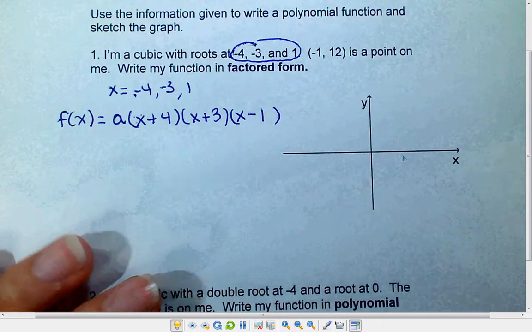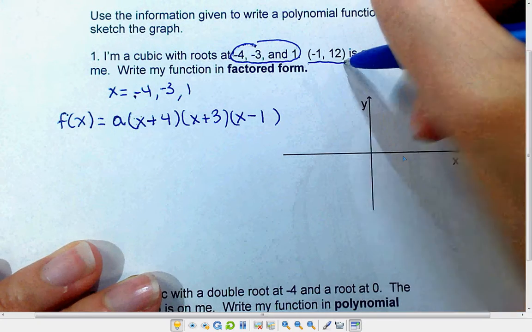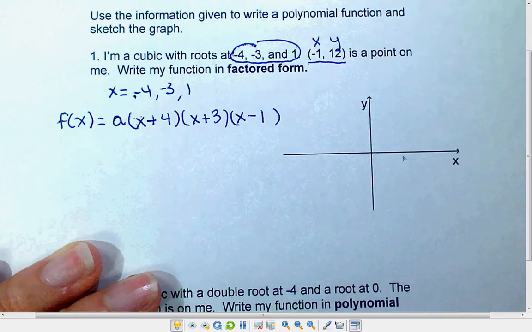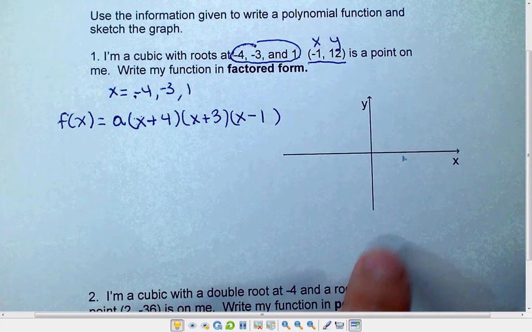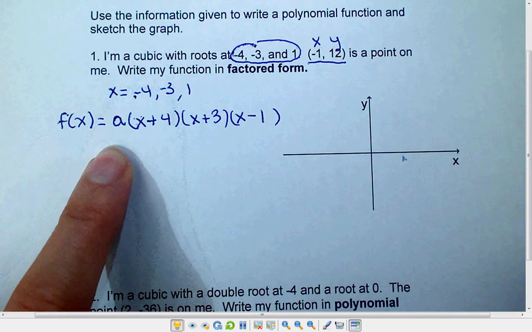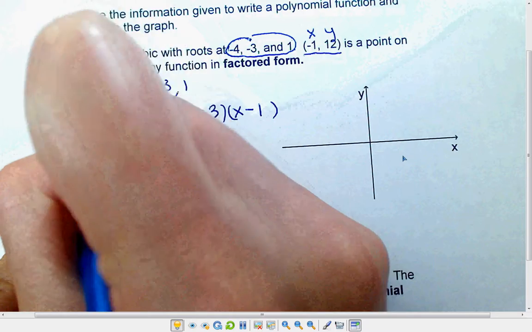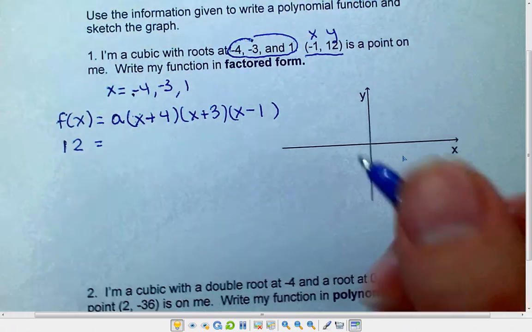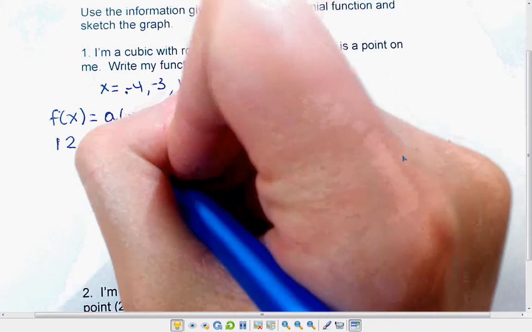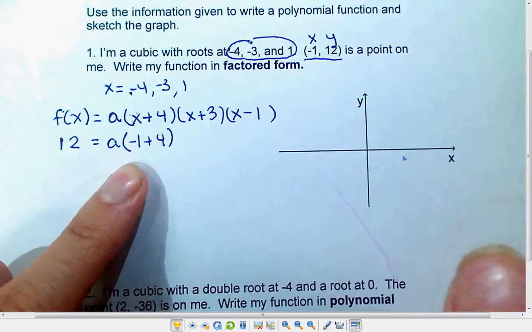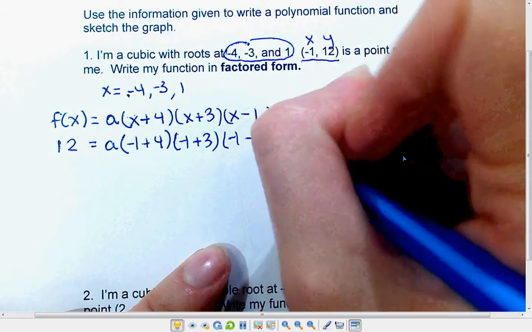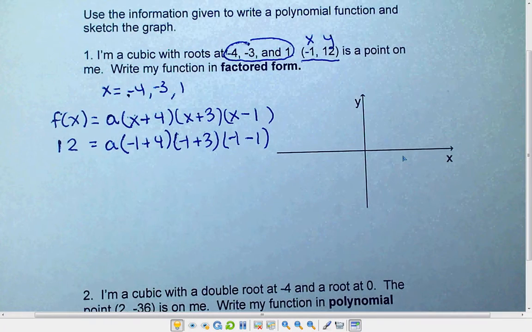From here, our next piece of information is that we have the point -1, 12 on the graph. So they're giving us here an x and a y. Just like what we did for our quadratics, we're going to take these two numbers and plug them in so that we can solve for our a. So our y is 12, so we're going to put 12 in place of the f of x because that's our y. And then every single time we see x, we're going to substitute -1. So we're going to put -1 in place of this x, in place of this x, and then in place of this x. After that, we're just going to simplify because we're trying to solve for a.